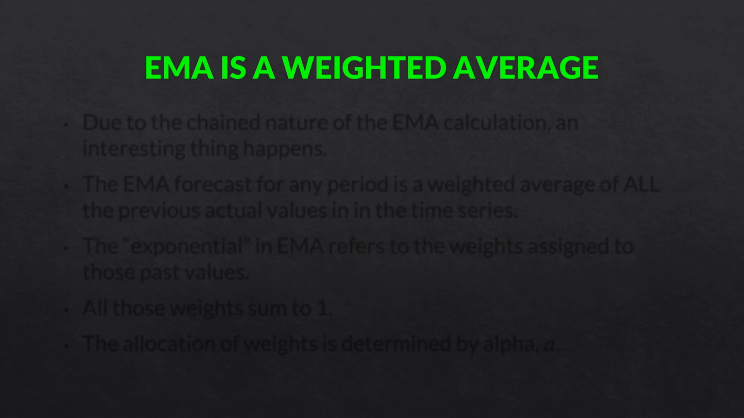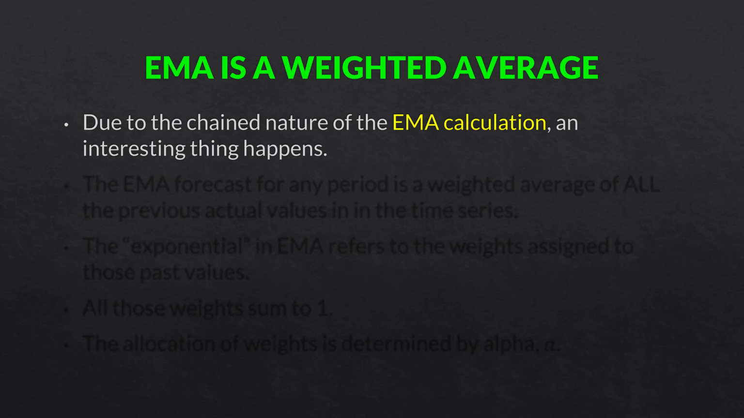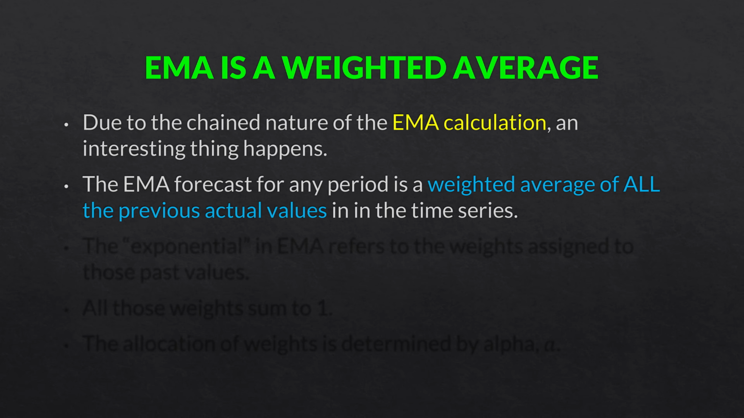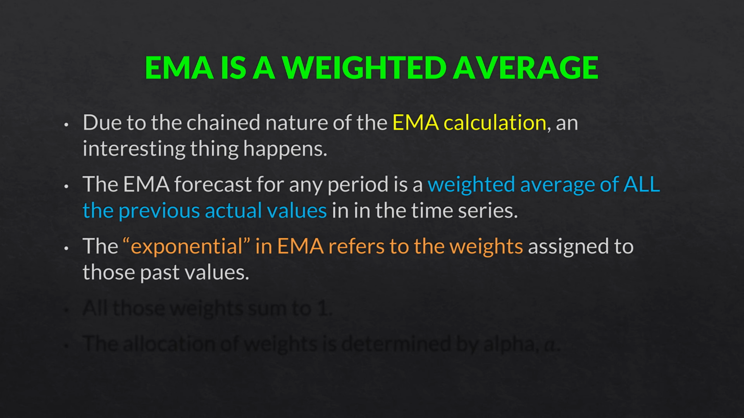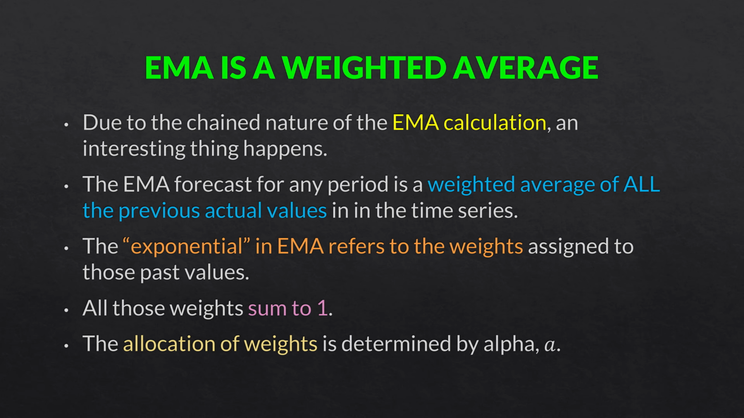Now, if you look at that formula closely, you'll notice there's a very interesting thing about it. Due to the chained nature of the EMA calculation, an interesting thing happens. The EMA forecast for any period is a weighted average of all the previous actual values in the time series. So the exponential in exponential moving average refers to the weights assigned to those past values. And all those weights sum to 1. The allocation of weights is determined by alpha across the past time values.